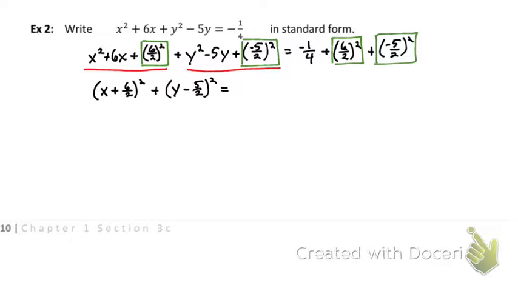On the other side, we will have negative 1/4, and we're now going to have 6 over 2 squared. Now, you might be someone that's going to simplify that and go, okay, it's 3 squared, but I'm going to notice that 6 over 2 squared is going to equal 36 over 4, and I may want to leave it like that because we're going to note that now we have a common denominator. So I'm not going to actually simplify that, so I have a common denominator.